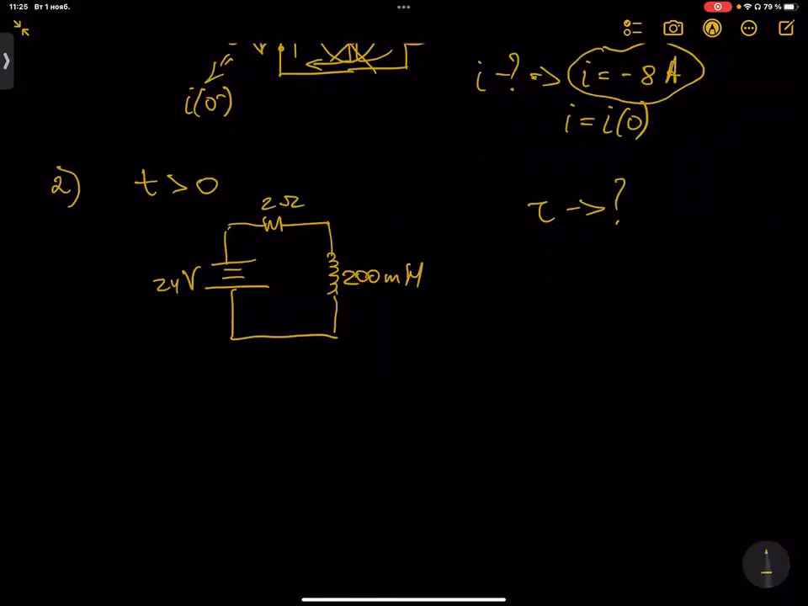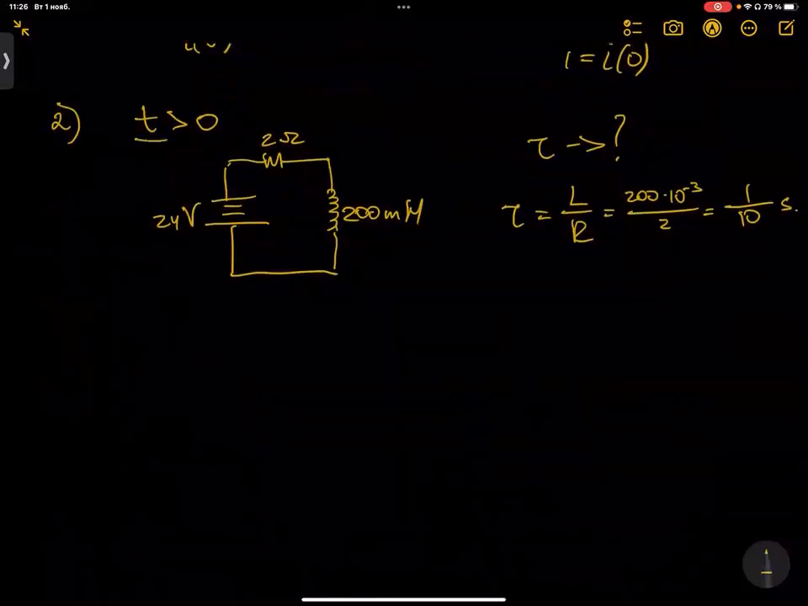The time constant, as we know, is L over R. In this case, in an RL circuit, it is 200 times 10 to the minus 3 over 2. It's going to be 1 over 10, so 1 over 10 seconds. So this is just after t bigger than 0.